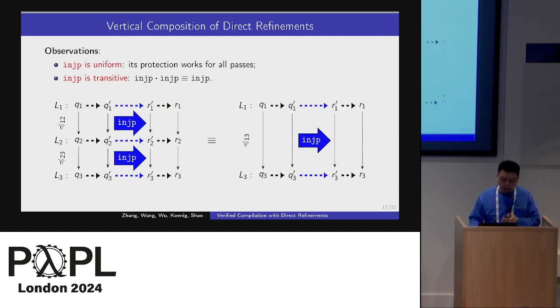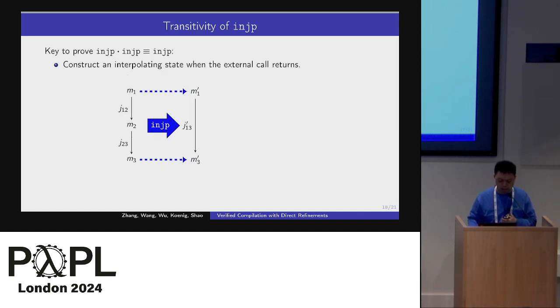So how do we do the vertical composition? In this case, we have these INGP relations. The observation is that INGP, in its protection, works for all the compiler passes. So you can basically replace all the rely-guarantee conditions with INGP conceptually. And also, it's intransitive, which means two parallel INGPs can be composed into a single INGP. Okay, so in this way, you realize the hiding.